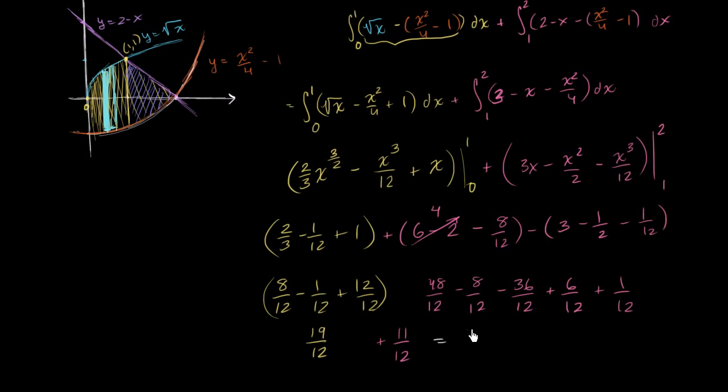And then we're ready to add these two. 19 plus 11 is equal to 30 over 12. Or if we want to simplify this a little bit, we can divide the numerator and the denominator by 6. This is equal to 5/2, or 2.5. And we're done. We figured out the area of this entire region. It is 2.5.